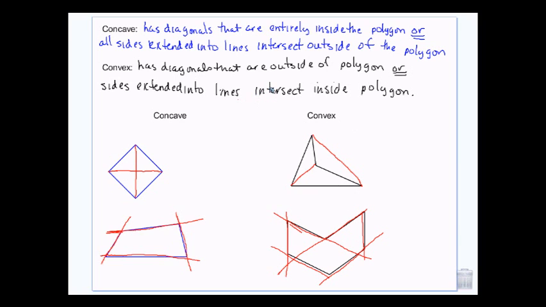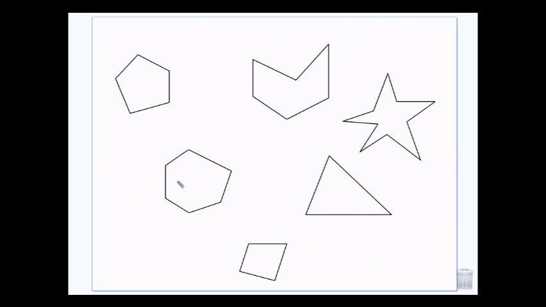So lines intersect or cross into the polygon. So you can look at two things. You can look at either your diagonals or you can look at your outside lines, whichever one is easier for you to visualize. I personally think the outside lines are easier to visualize, but it's up to you. We're going to determine if these are concave or convex. And like I said, I think the lines to the outside are easier than trying to do all the diagonals. So I'm just going to use those.